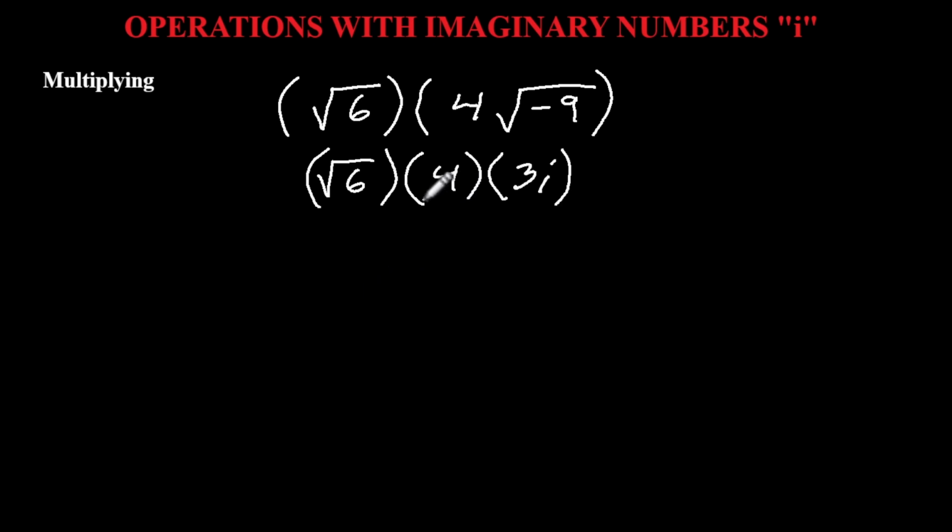Now I'm going to simplify because I can multiply 4 times 3i, that's 12i. And the only thing left is radical 6. And that's the final answer.